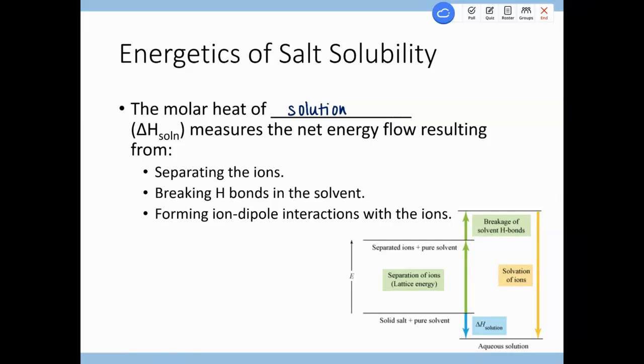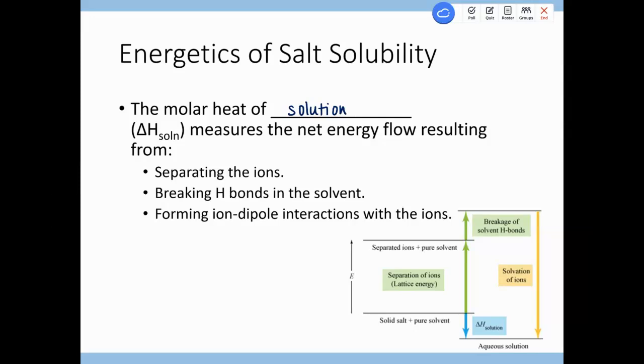Breaking apart the ions in the solid requires energy. So that's at first, well, this middle green arrow here. We are starting from solid, salt, and pure solvent. So you've got ionic compound and solvent. And then you mix them together, and ions need to separate. That requires energy. Now we have separated ions and pure solvent.